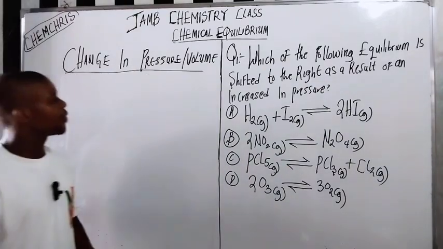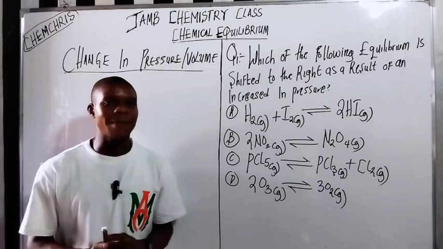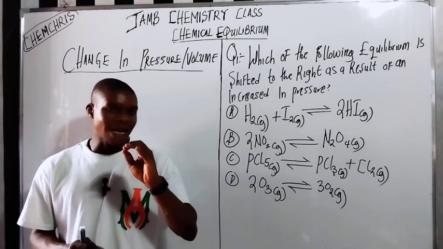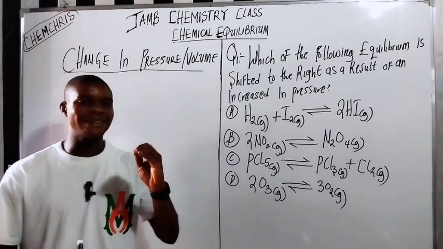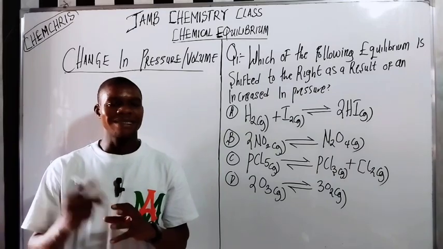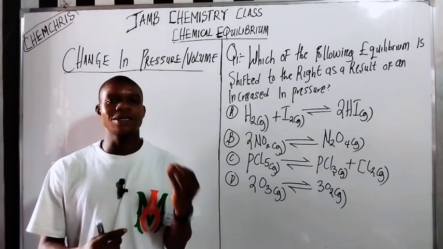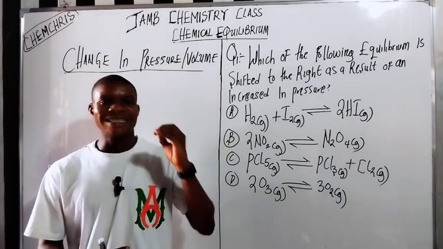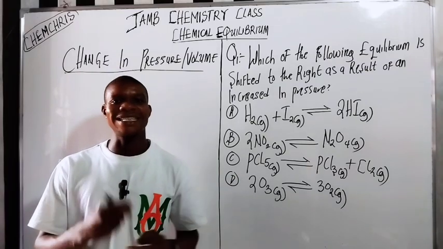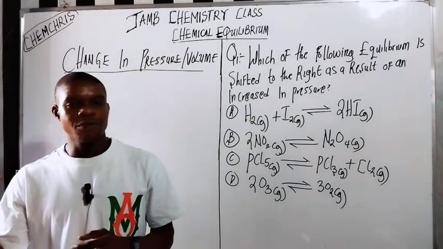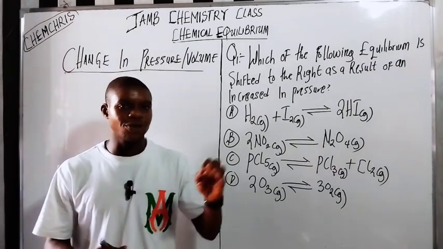Change in pressure and volume. Now, what do you understand by change in pressure and volume? Remember, according to Boyle's law, an increase in pressure will cause a decrease in volume. So Boyle's law states that the volume of a fixed mass of gas is inversely proportional to its pressure, provided temperature is kept constant.